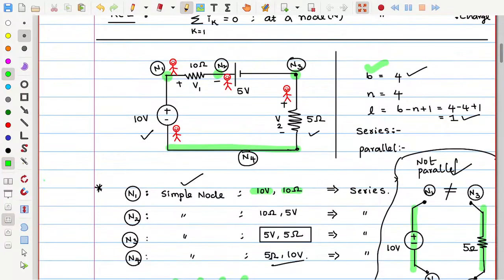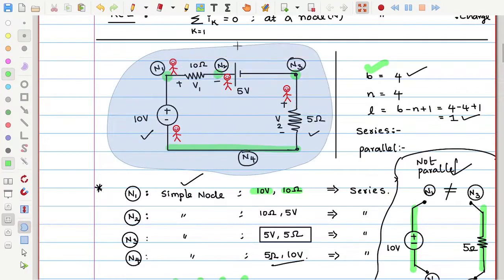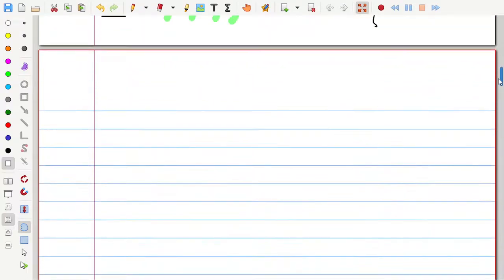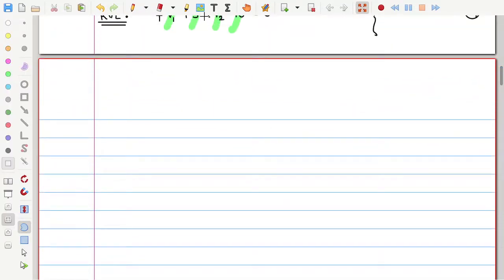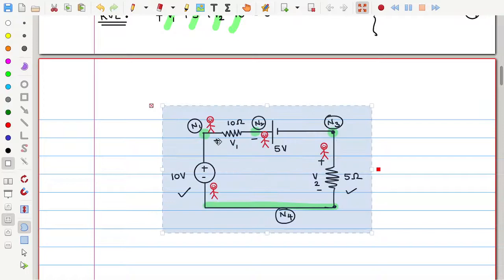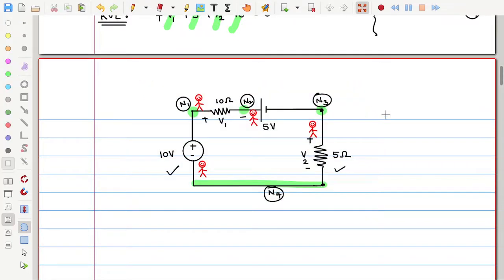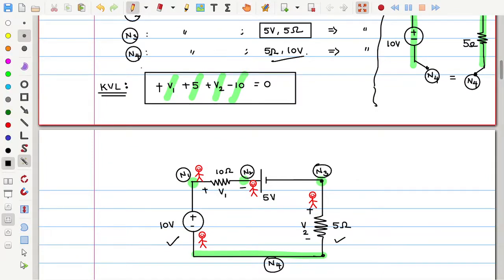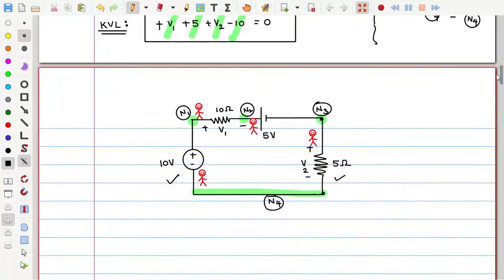Now I will introduce a small new thing here. Let me take this same diagram. This previous KVL equation is completed, and this is the final KVL equation, but now I want to modify this circuit a little bit. Don't think that I am changing it; I am extending it, just incorporating some more features.